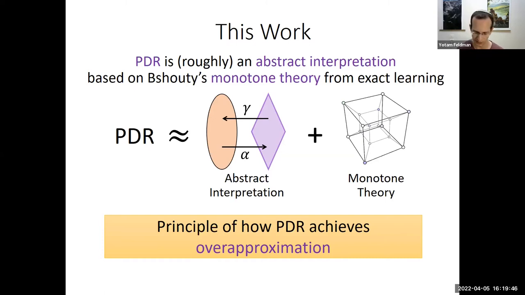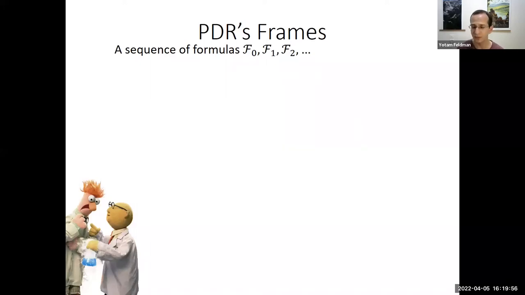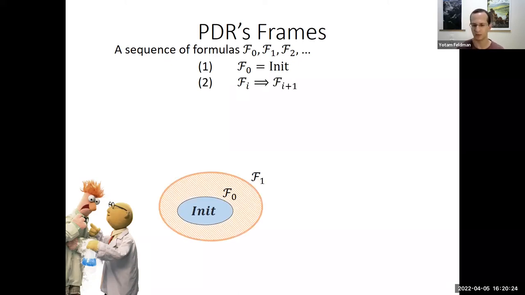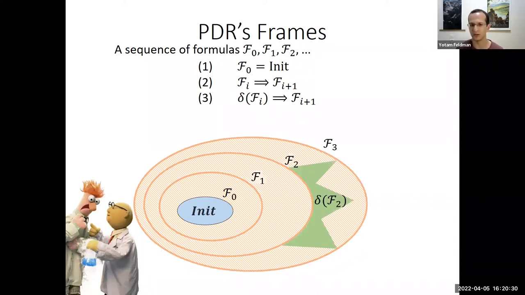And to do that, I would like to talk a bit more about what actually happens in PDR and its central data structure, which is the frames. So the frames are a sequence of formulas that PDR maintains, or equivalently, a sequence of sets of states, the states that satisfy each of the formulas. The frames satisfy several basic properties. They start from the set of initial states. The first frame is just the set of initial states of the system. The frames grow monotonically. Each frame contains the previous one. Moreover, each frame contains the post image of the previous one.